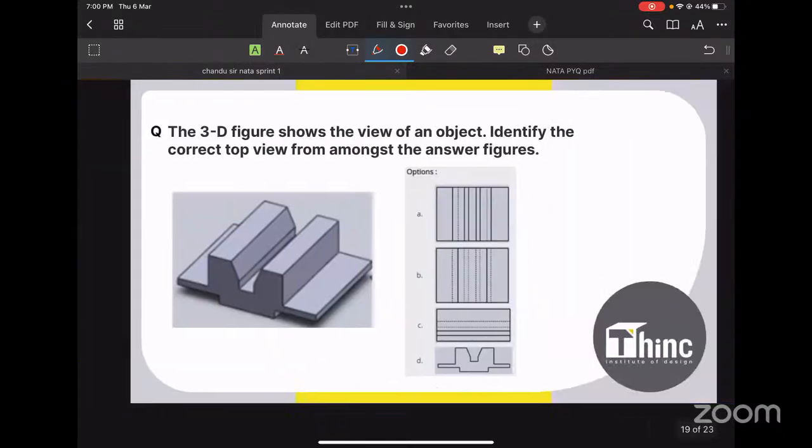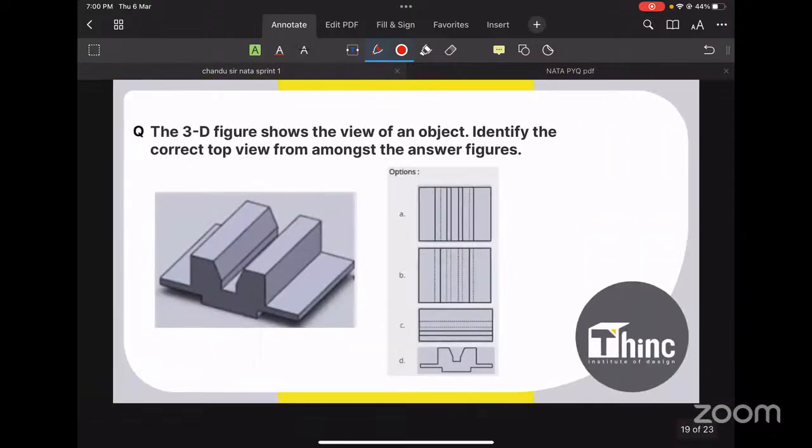So now we will be looking into this question. This is also from that particular chapter, and there is an important concept under this. See, there is a surface under this, and those surfaces are shown through dotted lines. This is a concept we should keep in mind.